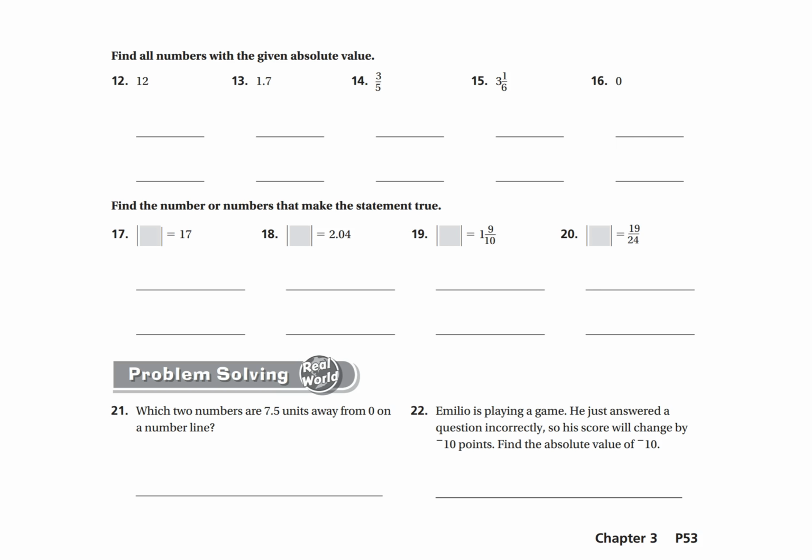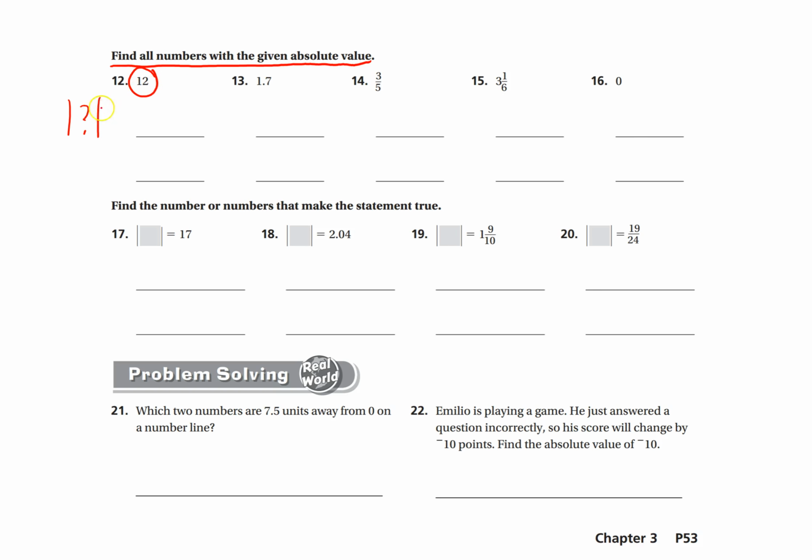Okay, so 12 through 16 says find all the numbers with the given absolute value. On these problems, they're not asking us to find the absolute value. They're saying, hey, this is the absolute value. What numbers could have been in the absolute value symbol? What number could have been inside those brackets or those bars?